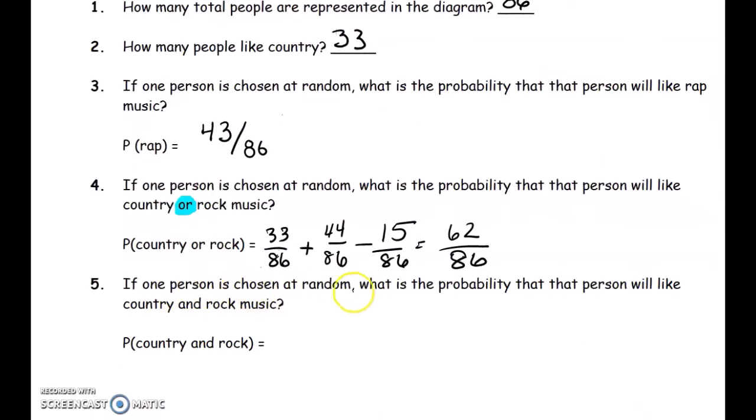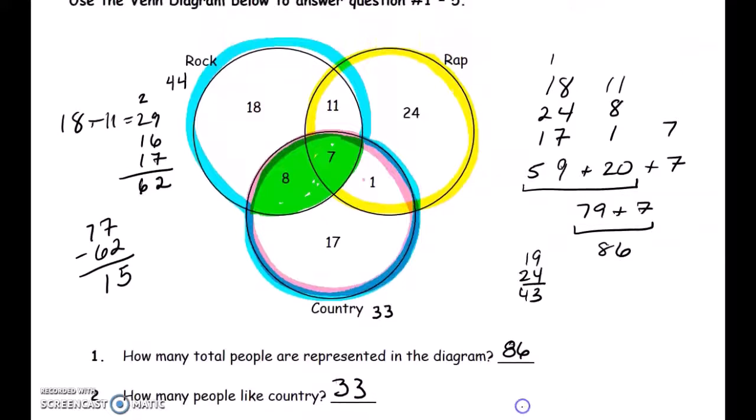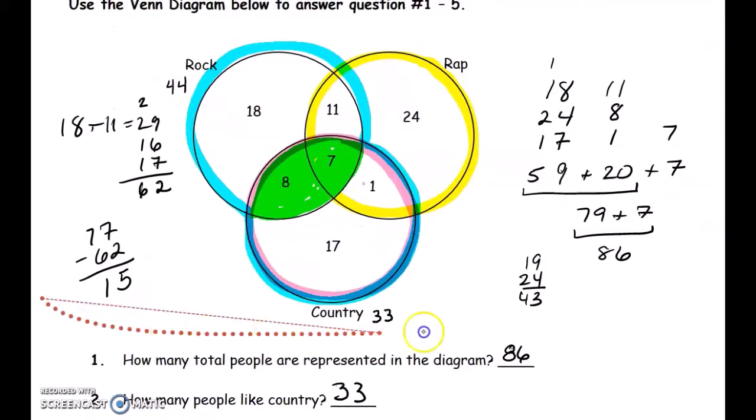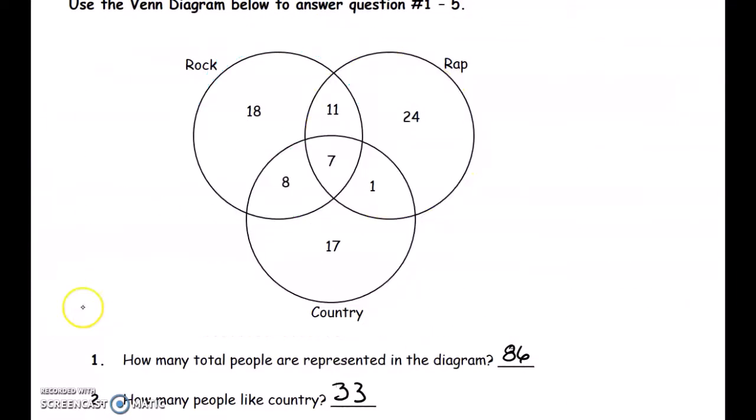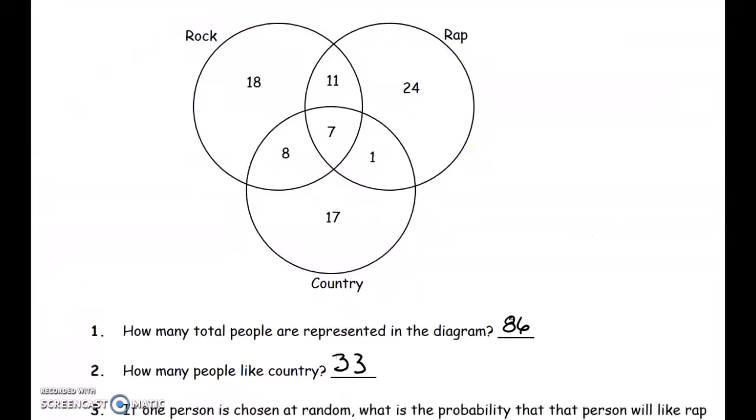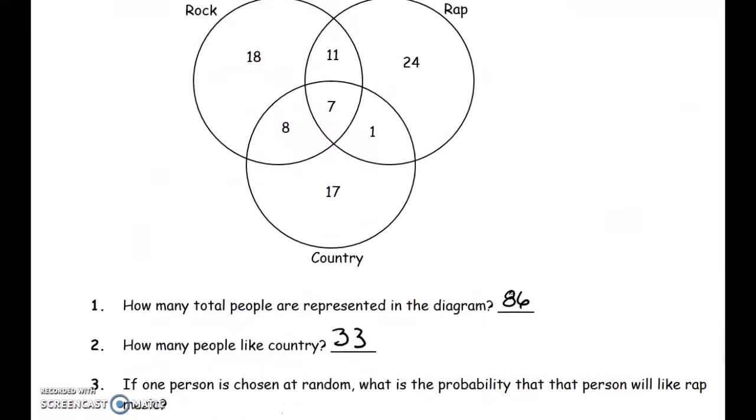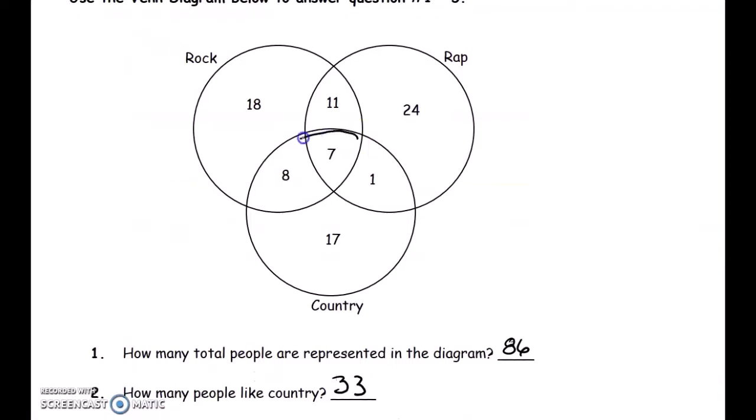If one person is chosen at random, what's the probability that the person will like country and rock? So this is the Boolean intersection. Remember when we did intersection and union, and was intersection. Country and rock music. I'm going to clean this up here because this is getting a little difficult to read. So if I'm looking for country and rock, the people that like country and rock are in this overlap right here.